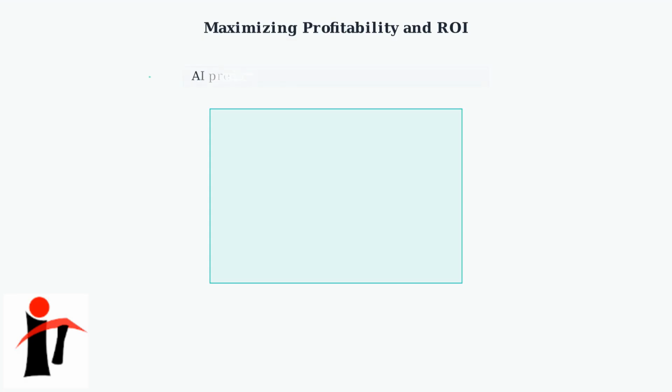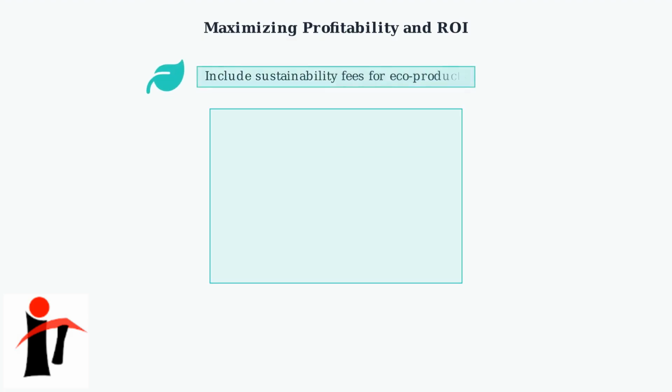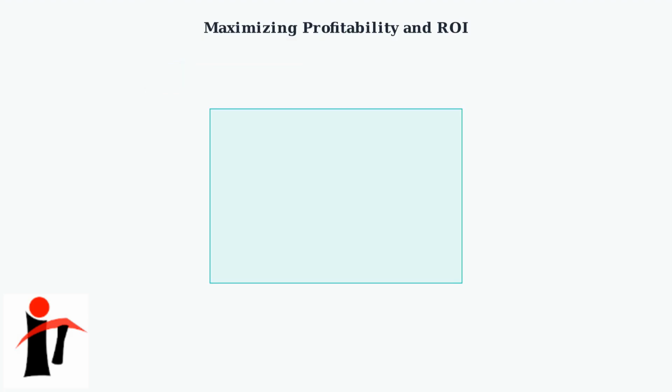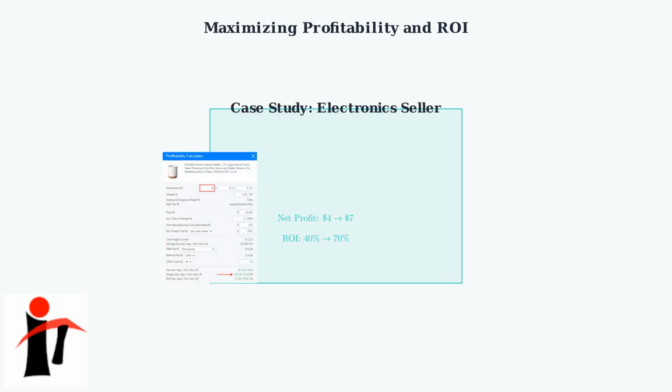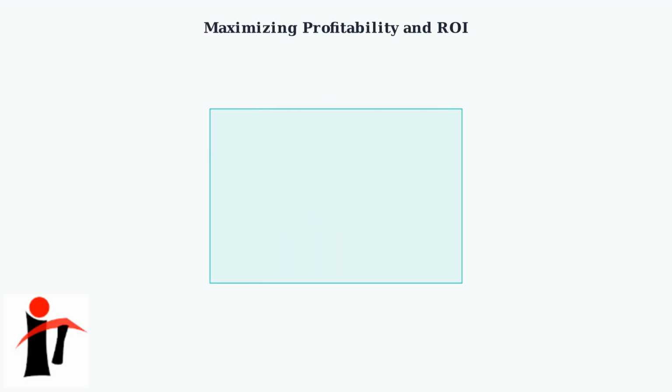real time. As of 2025, AI integration in the calculator helps predict fee changes based on Amazon's quarterly updates. This automation saves time and ensures your calculations stay current. Be sure to incorporate sustainability fees for eco-friendly products, as these are now factored into calculations and can affect categories like home goods.